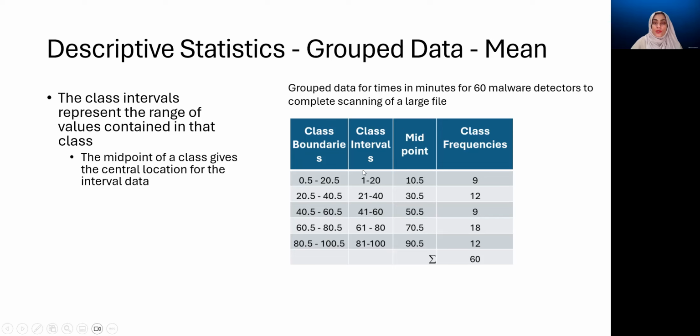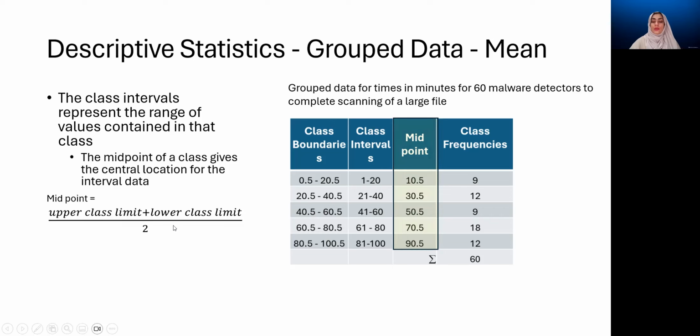We have the class intervals, which include the upper and lower class limit. The midpoint of a class gives the central location for the data in that interval. Since we know that the highest value that it can contain is 20 and the lowest value it can contain is 1, this class has values which range from 1 to 20. The central location of this data is computed by taking the average of these values, which is we add the upper and the lower class limits and divide it by 2 to get the midpoint. And this is the expression for it. And we do it for all of these class intervals.